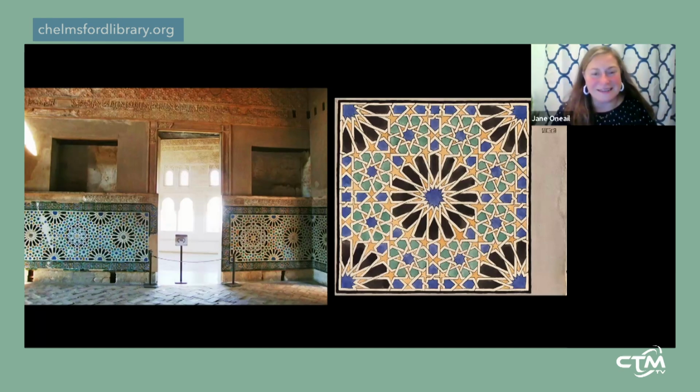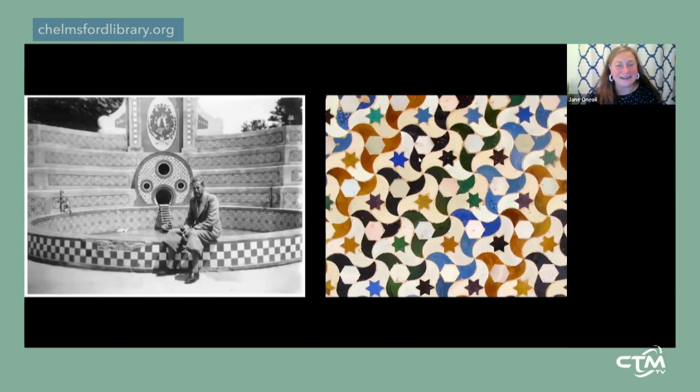Now we have the artist sitting on a tiled fountain here, and I have next to it a good example of a tile pattern from the Alhambra. This is another example of the sort of thing he would have seen while he's there. And this is supposedly what inspires this love of tessellations for MC Escher.